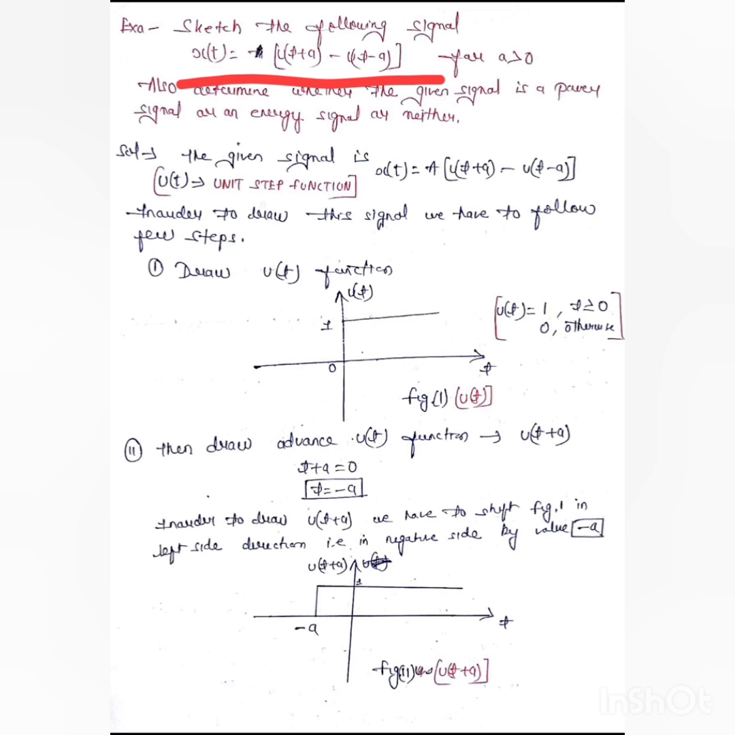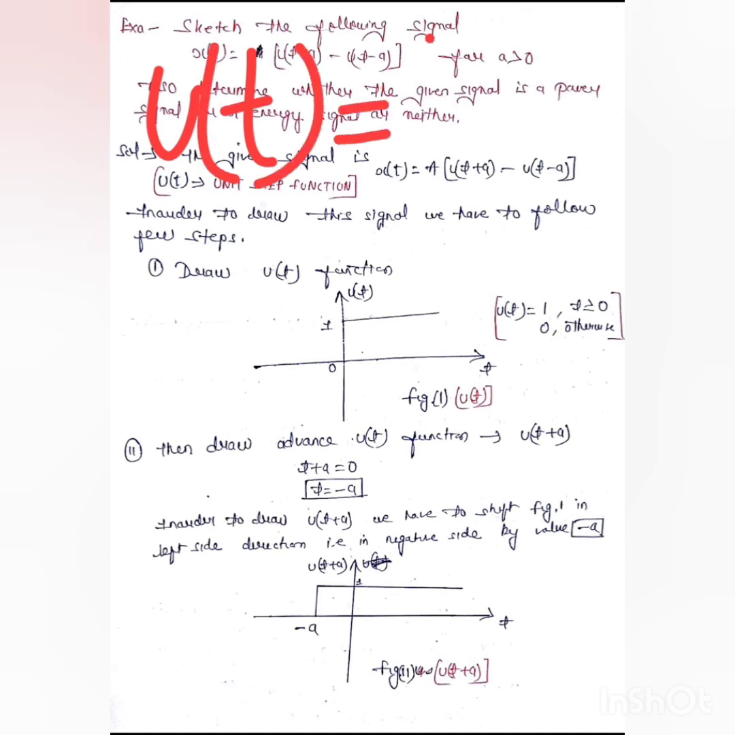So u(t), first of all, what is u(t)? u(t) is a unit step function. We must know what the u(t) function is and how it behaves. u(t) is equal to 1 when t is greater than or equal to 0, and 0 otherwise.